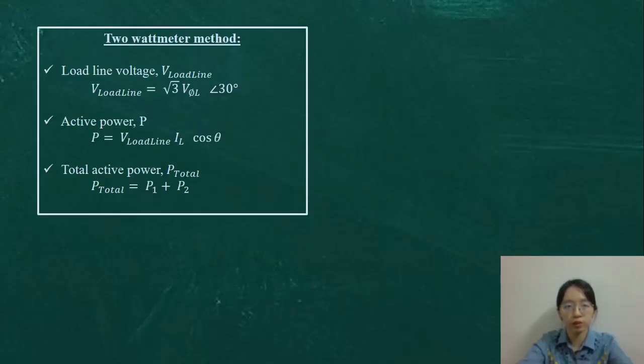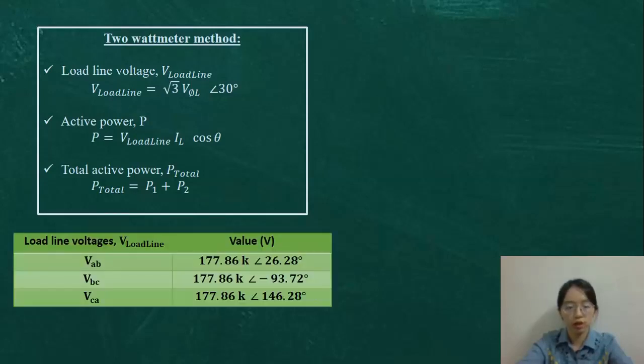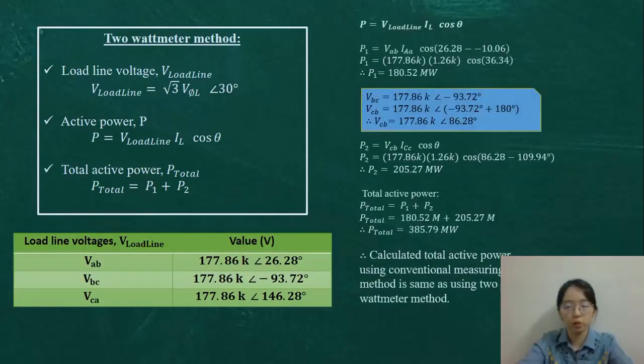The next one is the 2-watt meter method. We need to find the load line voltage, then find our P1 and P2. P1 is as normal, but for P2 we need VCB, and we only have VBC, so we need to add 180 degrees to obtain VCB and then get P2. We get the total by adding up both powers, and we get 385.78 megawatts, which is almost the same if we round it off.